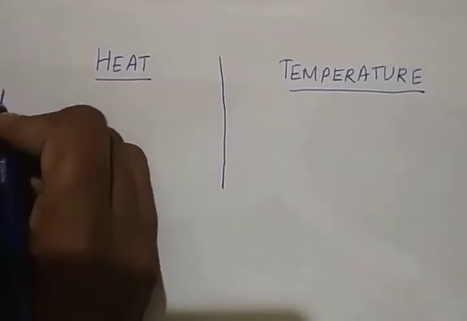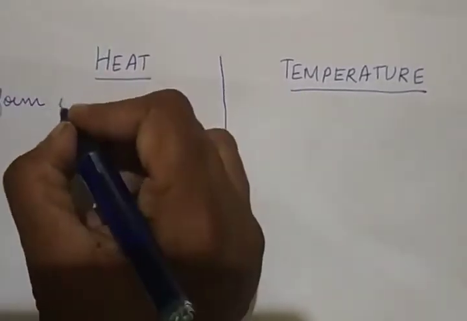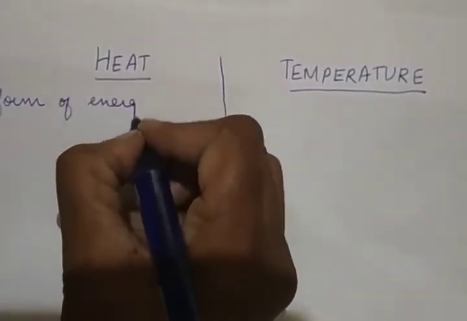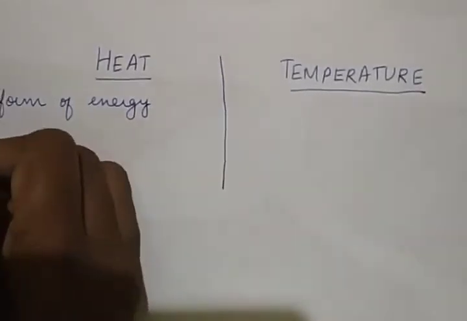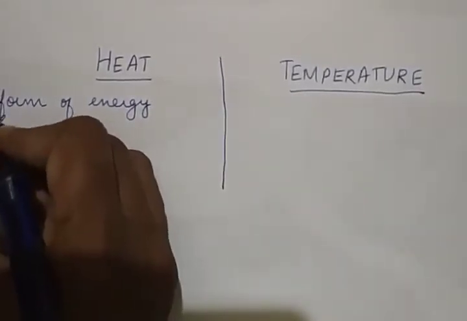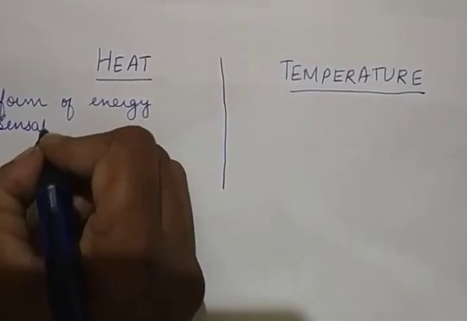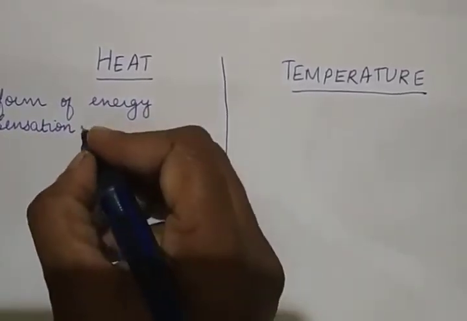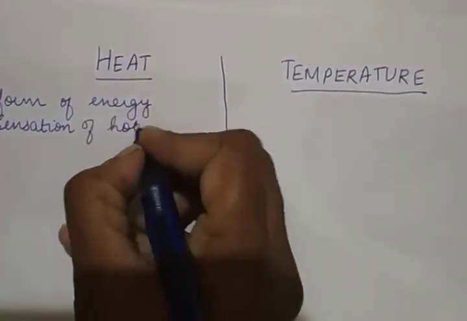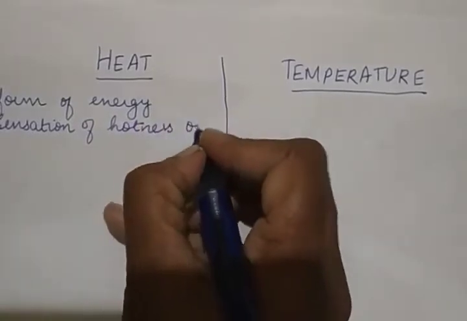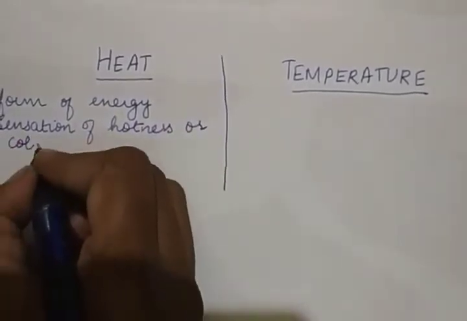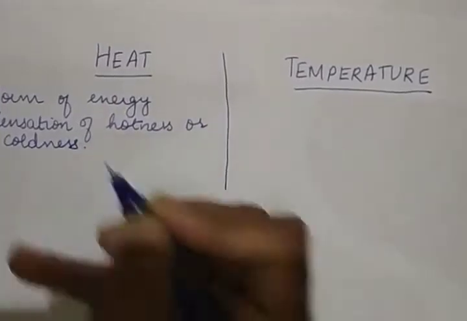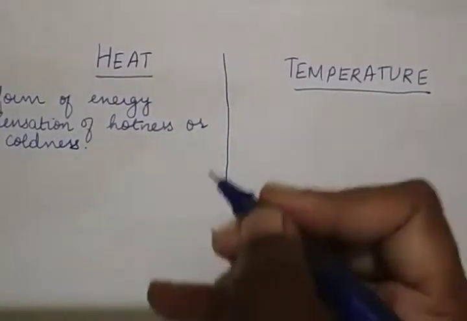Heat is a form of energy. When I say heat, it's a form of energy that causes sensation of hotness or coldness. So the definition of heat energy goes like this: it is a form of energy that causes sensation of hotness or coldness.